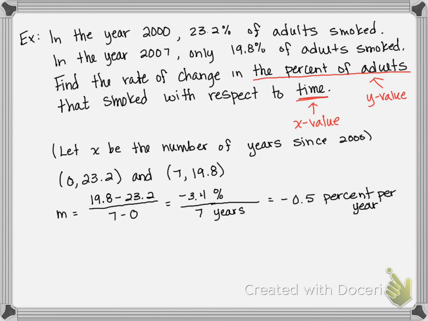What does that negative mean? Is there a negative number of people? Since this is about change, it's not how many people are smoking. The rate of change has everything to do with change. So if it's negative, all that's saying is that the percentage of adults that smoke is going down as time passes. So every year, approximately, the percent of people that smoke goes down by about 0.5%.